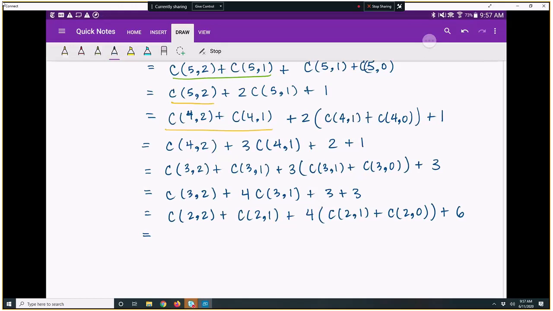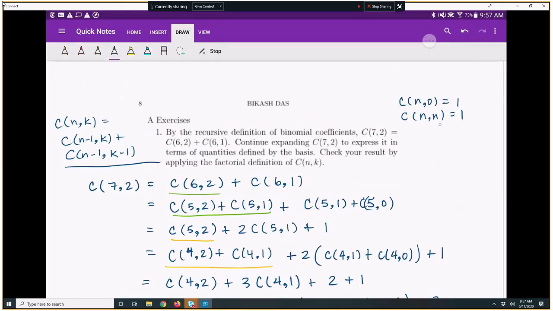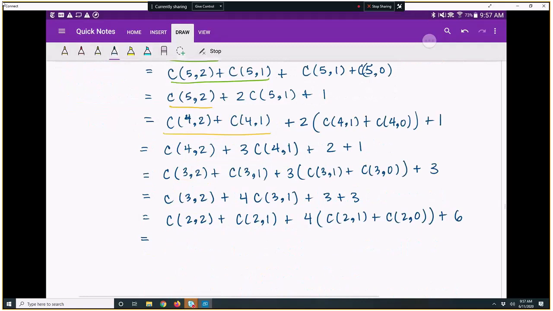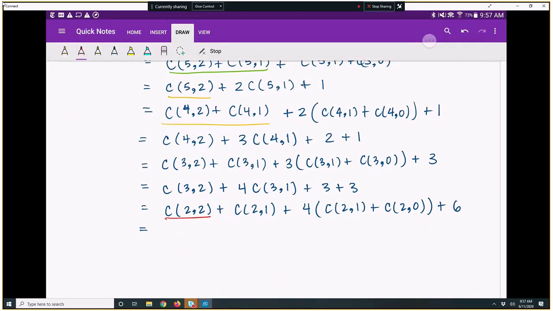My other basic element was n choose n. So now I'm at a point where I can replace this by 1. Then I have 2 choose 1 plus 4 times 2 choose 1. So I have 5 times 2 choose 1. Then I have 4 times, I'm going to replace 2 choose 0 by 1. So this is plus 4 plus 1, plus 6 rather, from here.